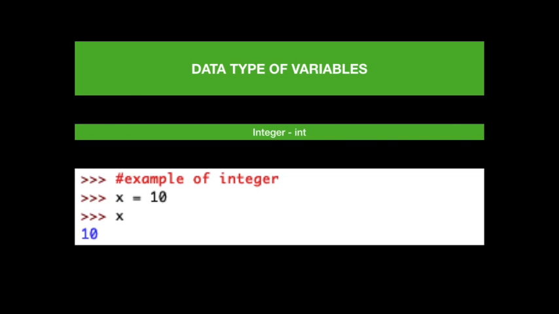Now let's see what are the different data types of variables. So the first one is integer. You can see here I've put an example. In interactive mode, if you just go and type x equals 10 and then write print x or just simply x and press enter, you'll get the value displayed. So integer is nothing but like normal integers in mathematics, whatever you have.